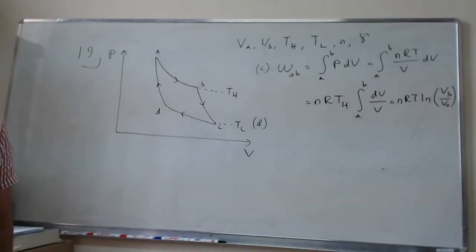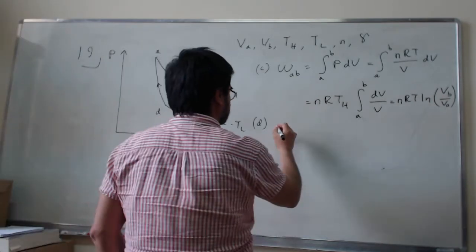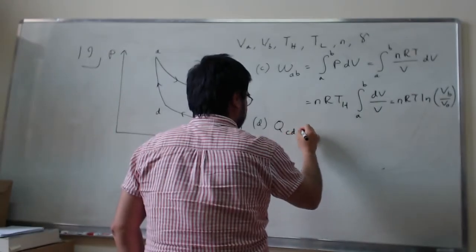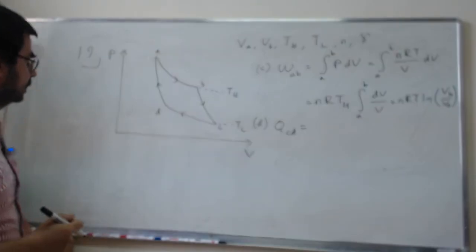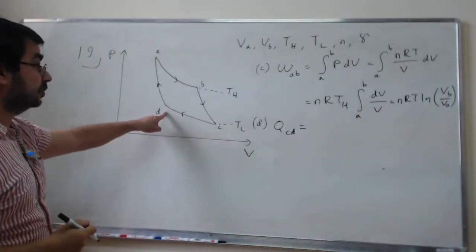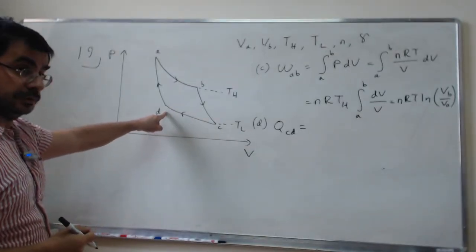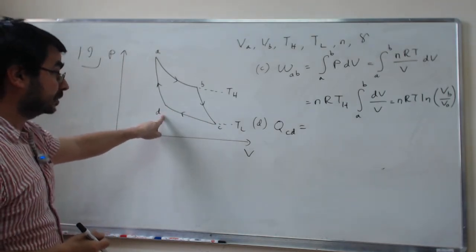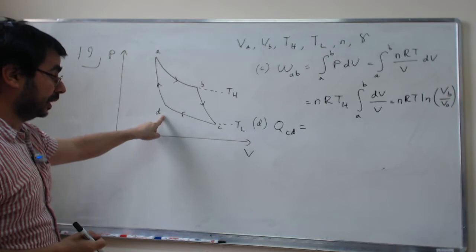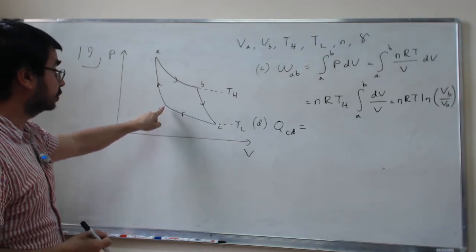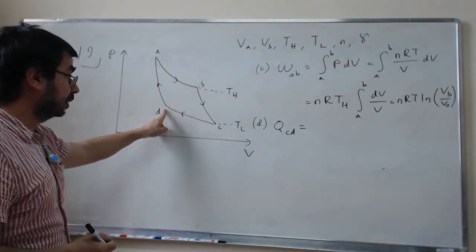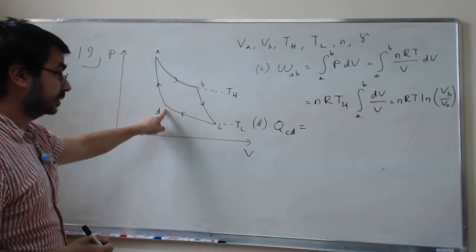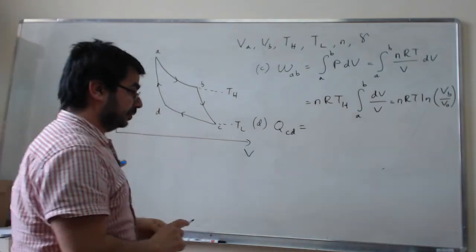What is the heat lost along process CD? So Q for CD. So it's from here to here. So we know how to calculate the work going from here to here. But these two are isotherms, and we are told that this is an ideal gas. So the internal energy depends only on the temperature. So the internal energy of these two points is the same. And we can write the first law of thermodynamics and just get an expression for this Q.